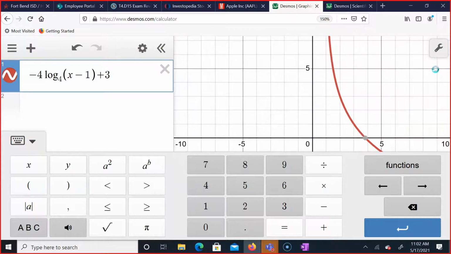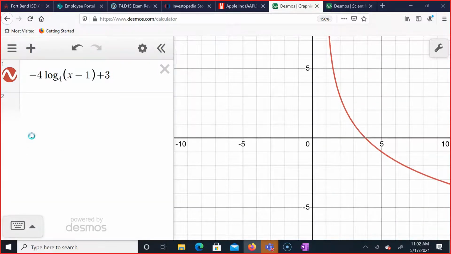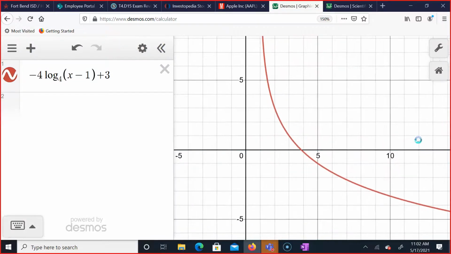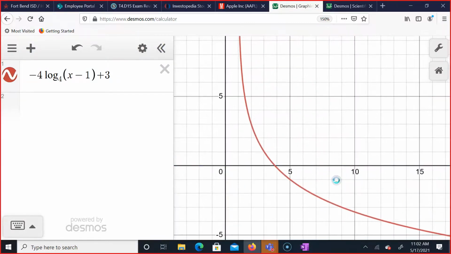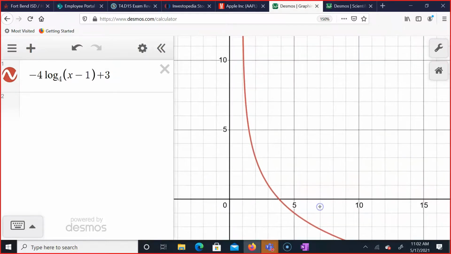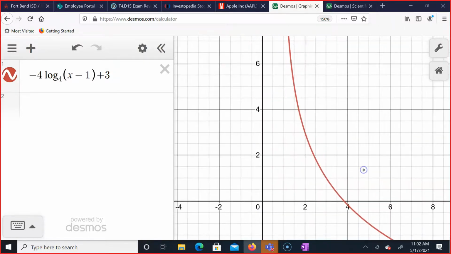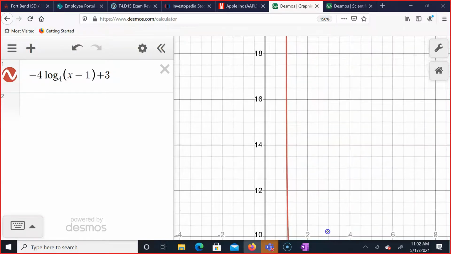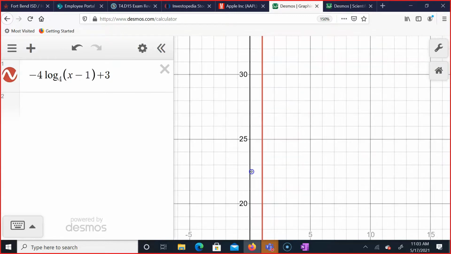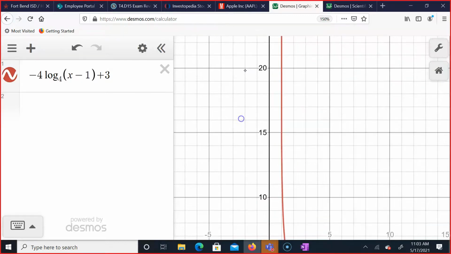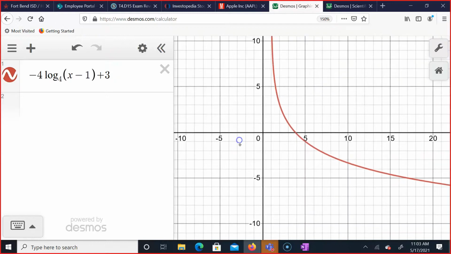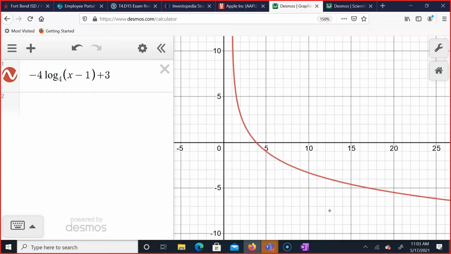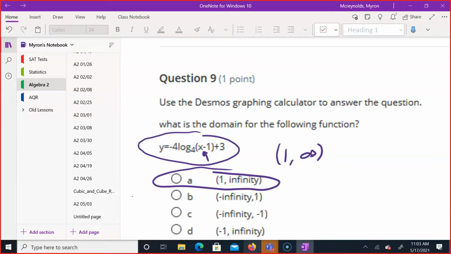And you can look at it, and domain is how far left and right it goes. It goes on to the right forever, so the domain you know is to infinity. But where does it stop right here? It stops at 1. It never is going to touch 1. See, it'll never touch it no matter how far up it goes. So it goes from 1 to infinity. And you could tell, looking at your answer choices, which one it is. Pretty easy. That it's 1 to infinity.